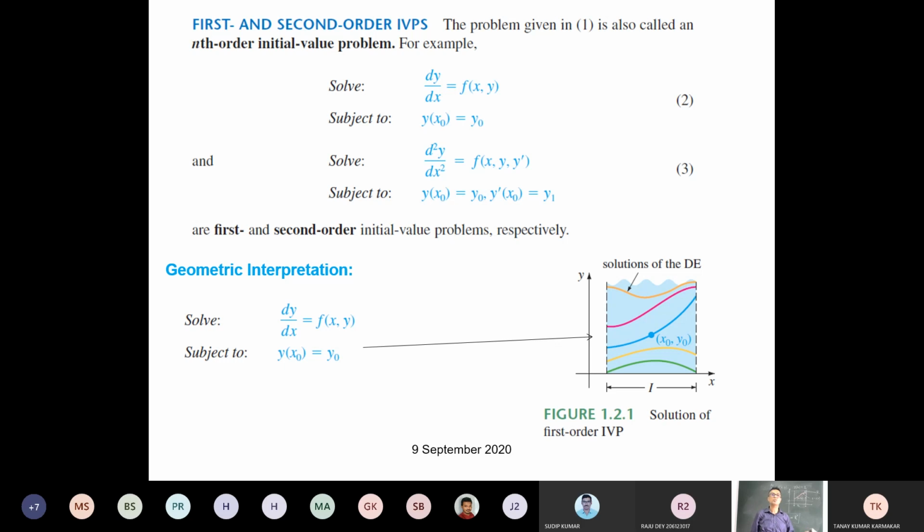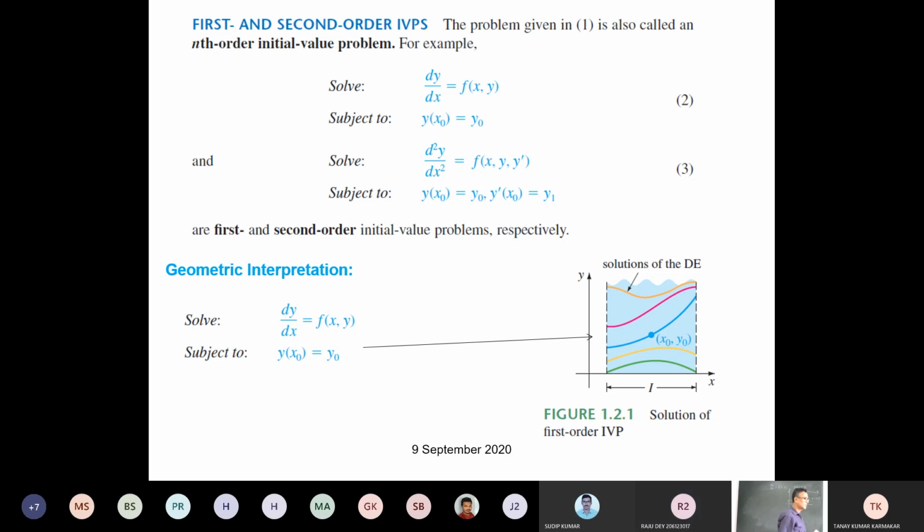You will see that in Simmons' book and in many other books. They simply describe the initial value problem in that rectangle R. Now is it clear? The concept of R is as easy as that.